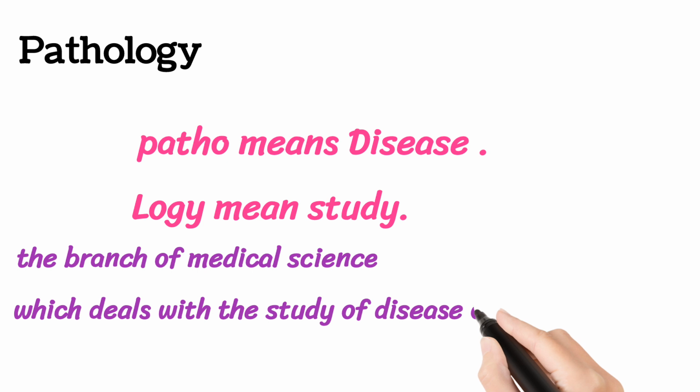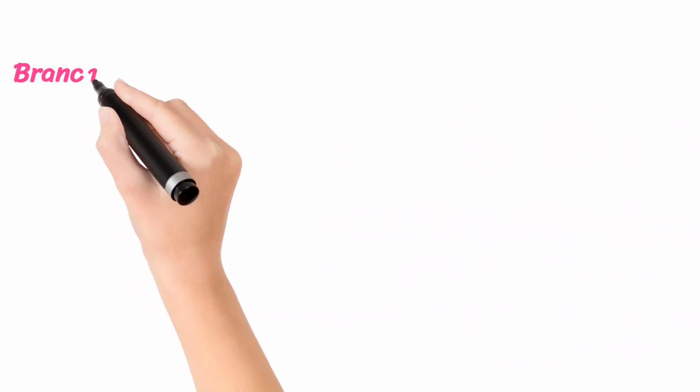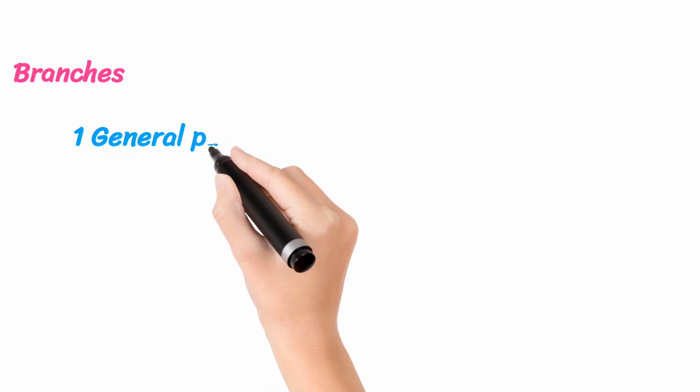There are two main branches of pathology, like general pathology. The study of cellular and tissue response to abnormal stimuli is known as general pathology. The second one is systemic or special pathology. The study of organ or system response to abnormal stimuli is known as systemic or special pathology.